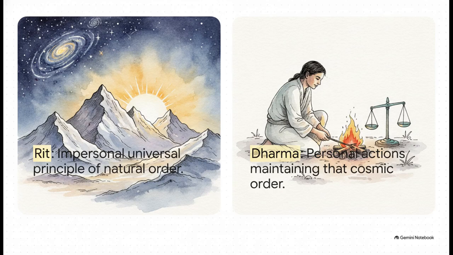Now, the crucial point here is how they viewed their place in the universe. It was governed by two intersecting concepts. First, you have Rit, which was the impersonal, universal principle of natural order. You know, the way the sun rises and the seasons change, all watched over by the god Varuna. Dharma, on the other hand, was deeply personal. It was the specific human duties and actions required to maintain that grand cosmic order. Do you see how that works? The personal actions directly impact the universal order.